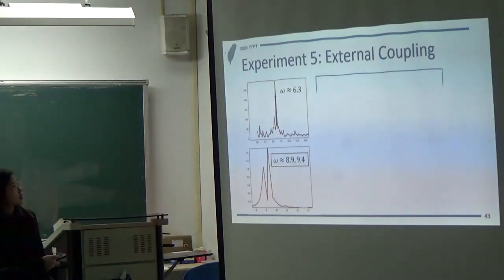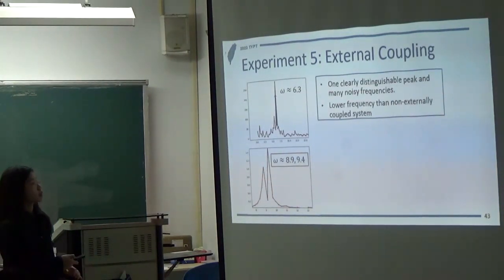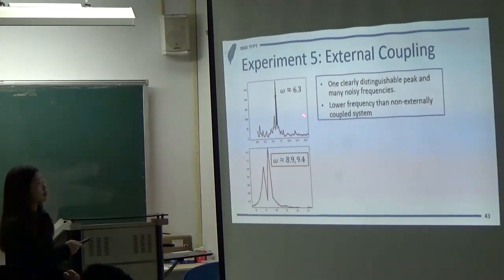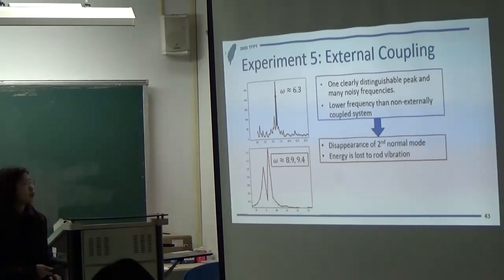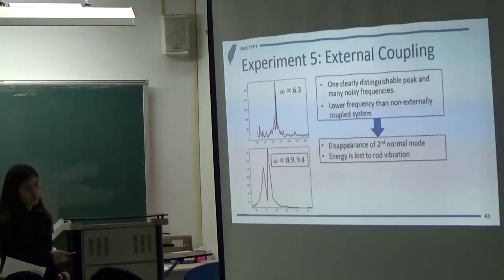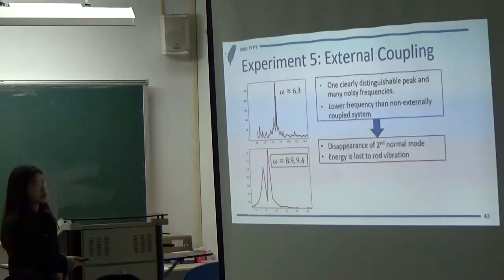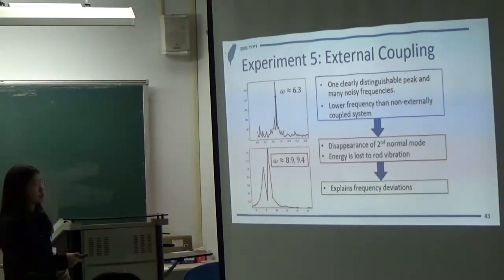So for external coupling, there is one clearly distinguishable peak and many noisy frequencies. And for the lower frequency, there's a non-externally coupled system. And so we observe a disappearance of the second normal mode, and the energy is lost due to rod vibration. And this explains frequency deviation.